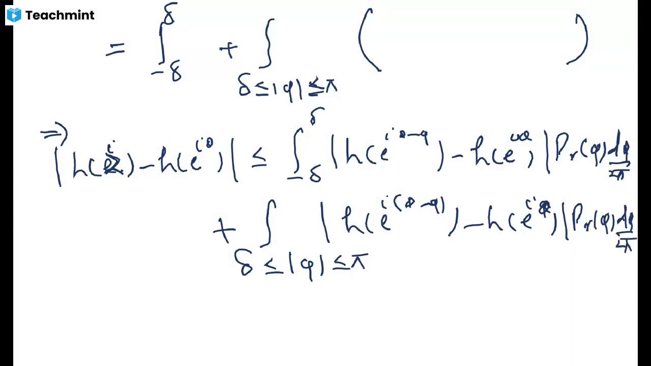In the first integral, I can use this uniform continuity, and this will give me less than epsilon, and I have this integral from minus delta to delta. I can replace this integral by the integral from minus pi to pi, because that is a larger domain, and a larger domain integral of a positive number becomes larger, so it is P_r(φ) dφ/2π.